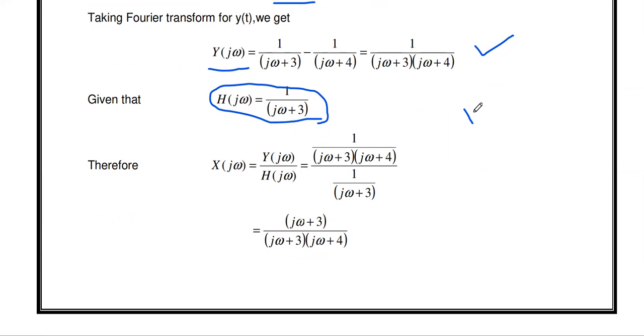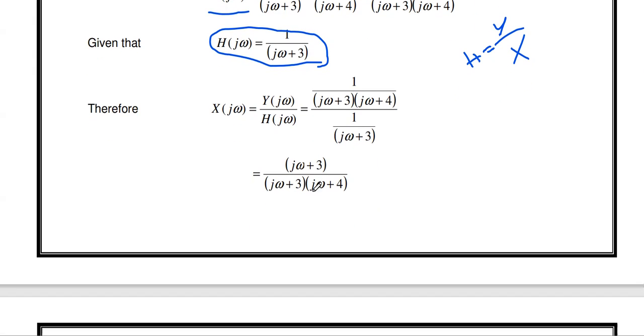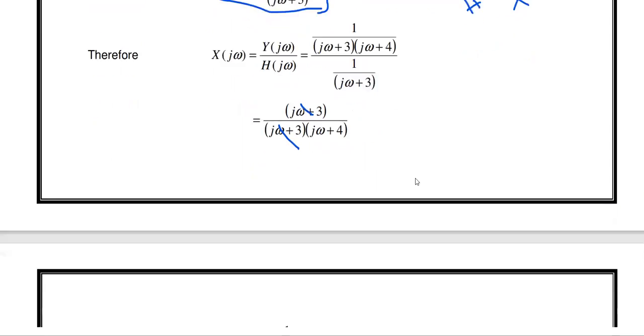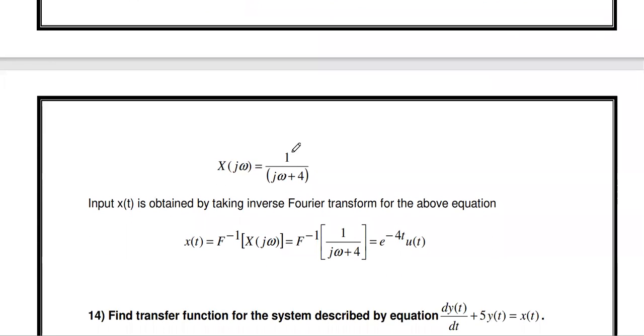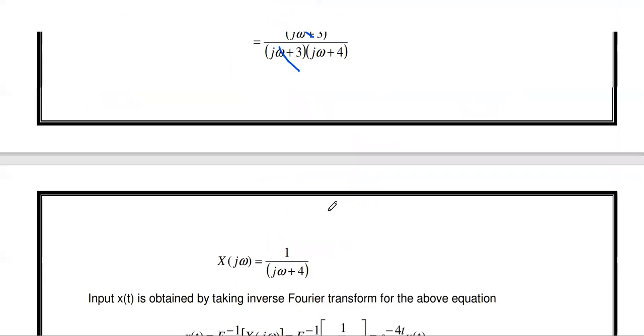If you rearrange, H is the ratio of Y divided by X, so X is nothing but Y divided by H. You substitute Y and H here. What is Y of j omega? This 1 by this. What is H of j omega? 1 by j omega plus 3. So this j omega plus 3 will come to the numerator, and we will get the answer like this. J omega plus 3 and j omega plus 3 cancel. Finally we get X of j omega equal to 1 by j omega plus 4.